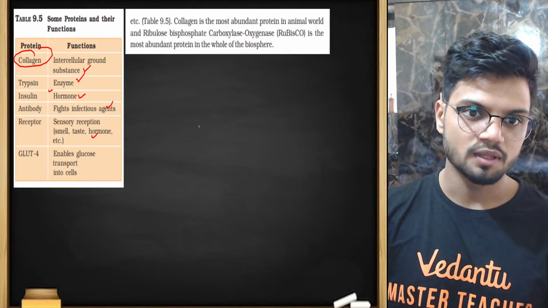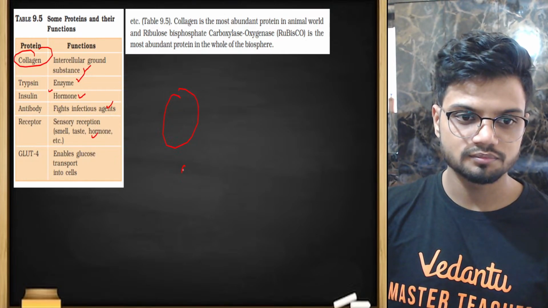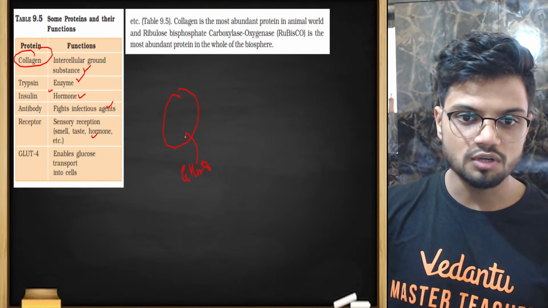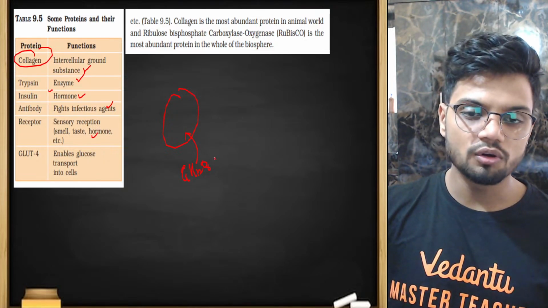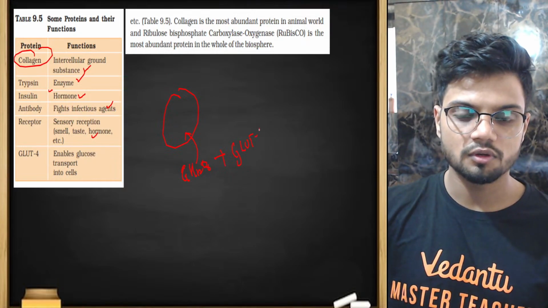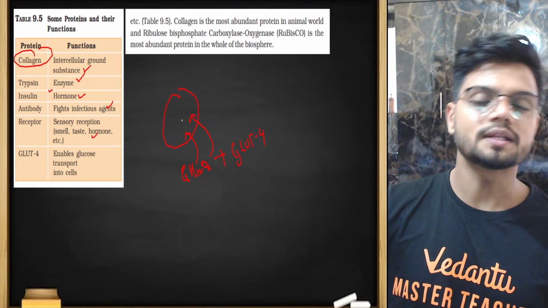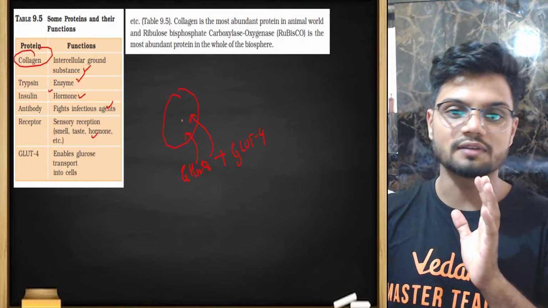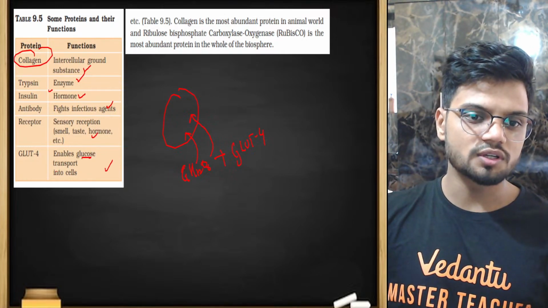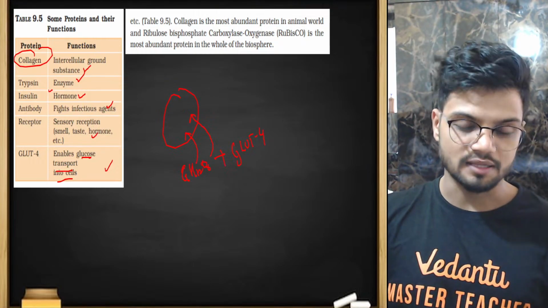For example, here I have one cell. This is glucose. Glucose is not able to enter the cell. What will it do? Glucose will form a partner called GLUT4. Now, GLUT4 will help the entire complex to enter inside because that can enter very easily. Okay. Oxygen is entering inside the cell.